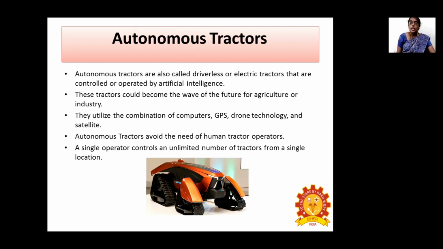Normally they can be attached with GIS technologies or drone technologies, so that we are able to view the whole agricultural field itself. This is used to avoid the need for human operated tractors, and it can control unlimited tractors from a single point location. You can control unlimited tractors at a time.